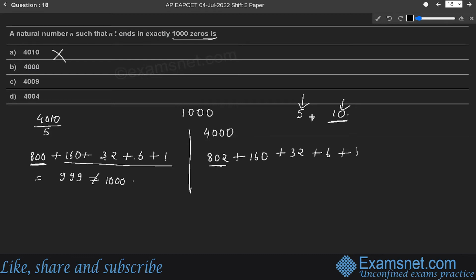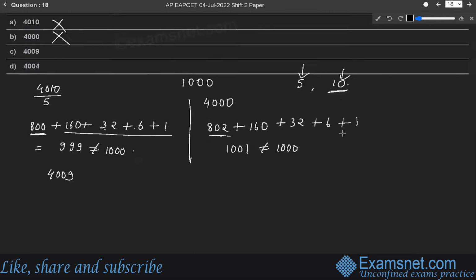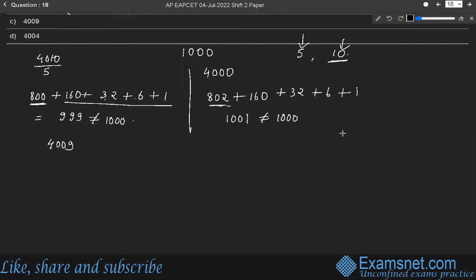Means the sum will be 1001, which is also not equal to 1000. When you add all these values, the answer will be 1001. So it is also not correct. Now let us look at the third option, which is 4009. We have to again repeat the same steps, dividing this number by 5.